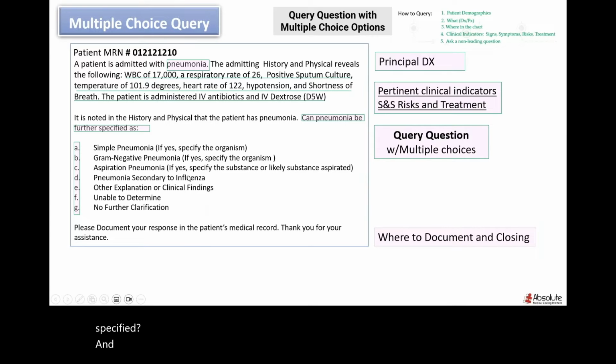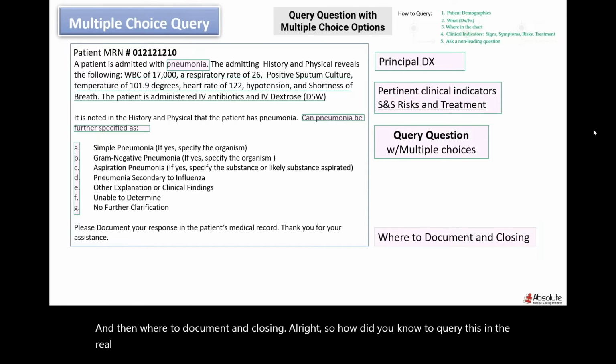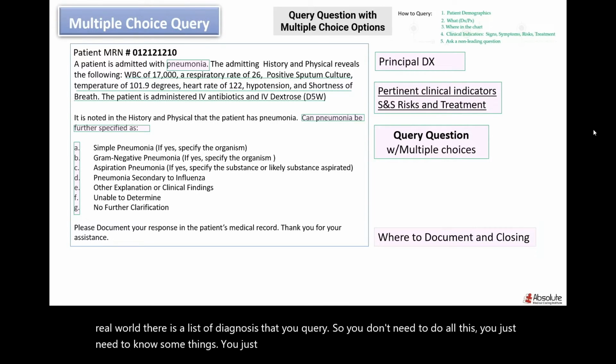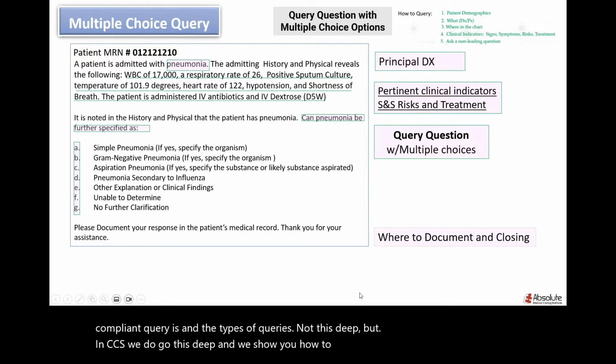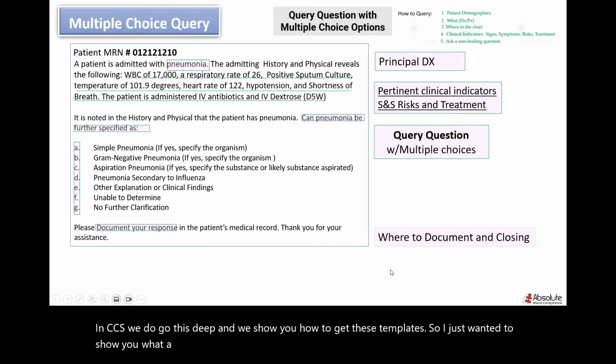And then where to document and closing. All right, so how did you know to query this? In the real world, there is a list of diagnoses that you query, so you don't need to do all this. You just need to know some things. You just basically need to know what a query is and what a compliant query is and the types of queries, not this deep. But in CCS, we do go this deep, and we show you how to get these templates. So I just wanted to show you what a query looked like. All right.